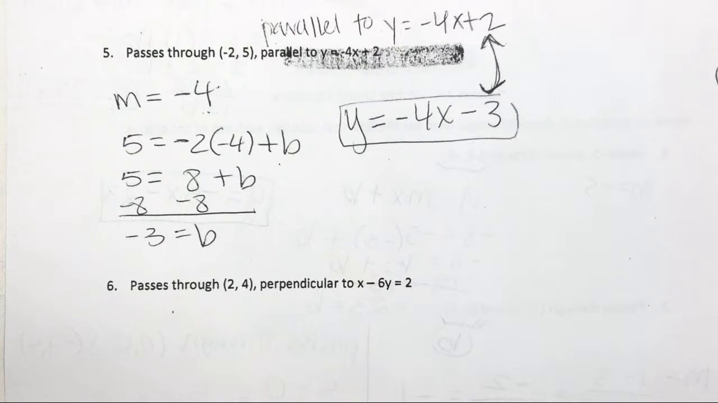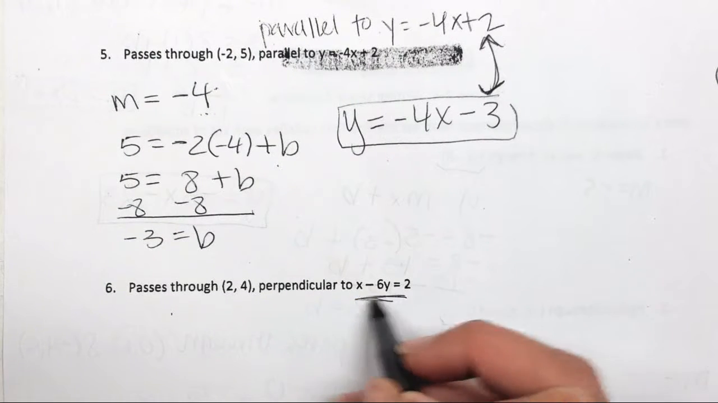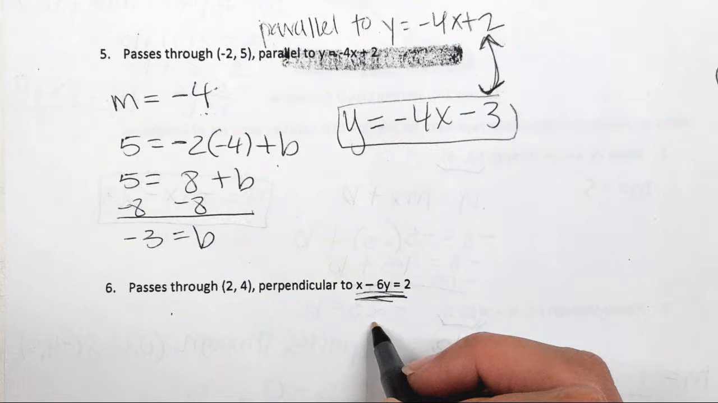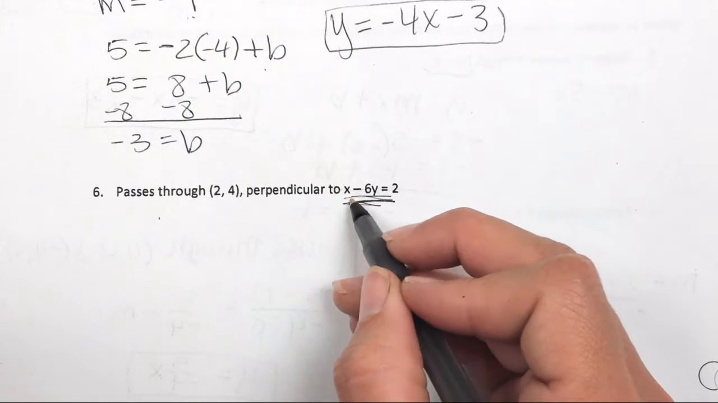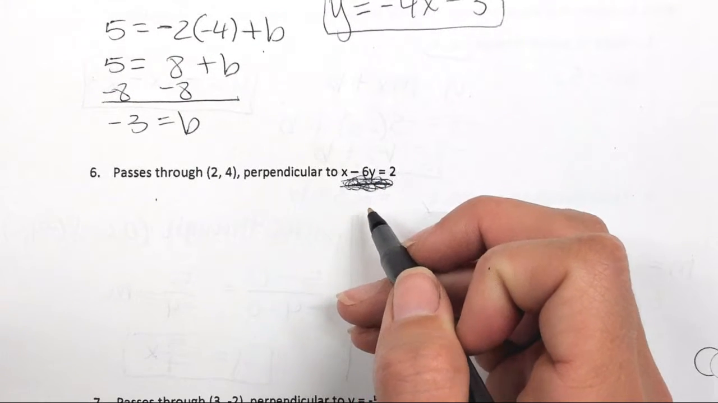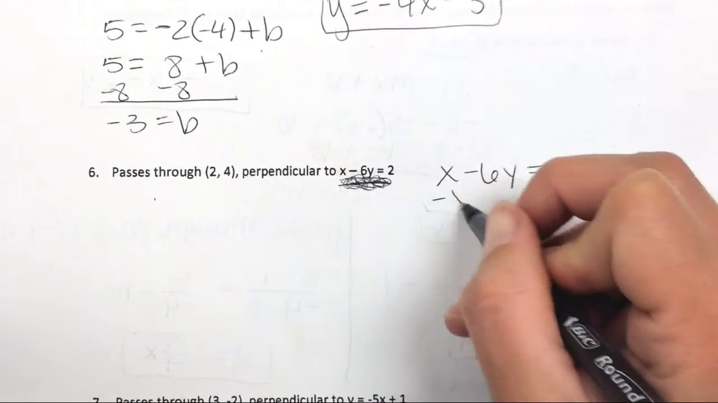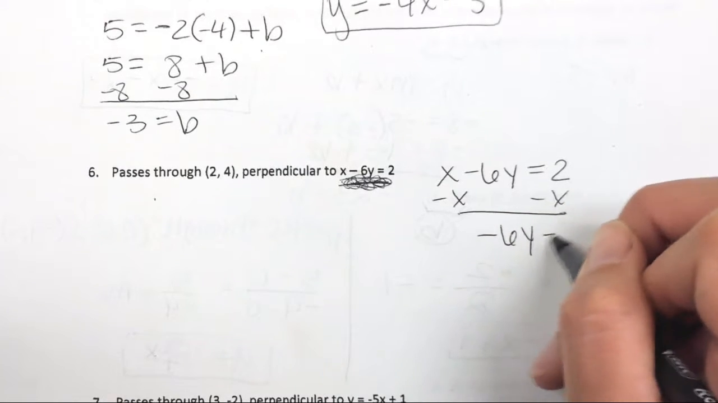Okay. The next one says passes through 2, 4 and is perpendicular to x minus 6y equals 2. Did they give us the y-intercept? No. Did they give us the slope? They do. This time, we're going to have to do a little bit of work. Can you tell me what's the slope of this line? How do we find the slope of this line? What's different about this line than the ones we've been given? Y is not isolated. Good. It's not in slope-intercept form. So, how do we change this to slope-intercept form? Subtract x. Okay. So, we'd get negative 6y equals negative x plus 2.